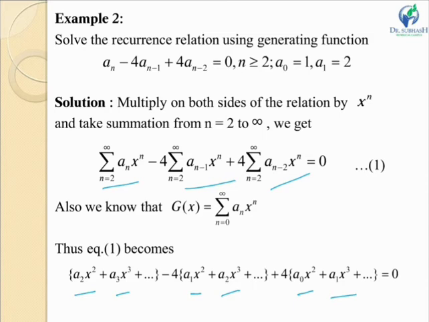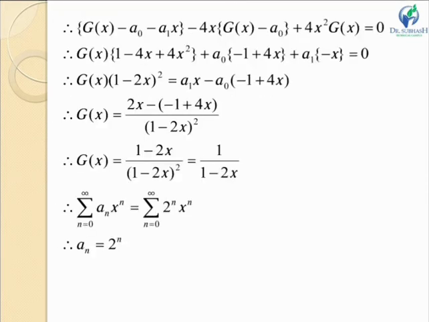Now I will try to simplify this equation. I am replacing these terms. See, first equation was as we have done in example 1. We will replace the whole thing by the generating function. So we get g(x) minus a0 minus a1x upon x square. Here we will get g(x) minus a0 upon x, and the last one will be 4 into g(x). So on taking the LCM, I get this particular step.